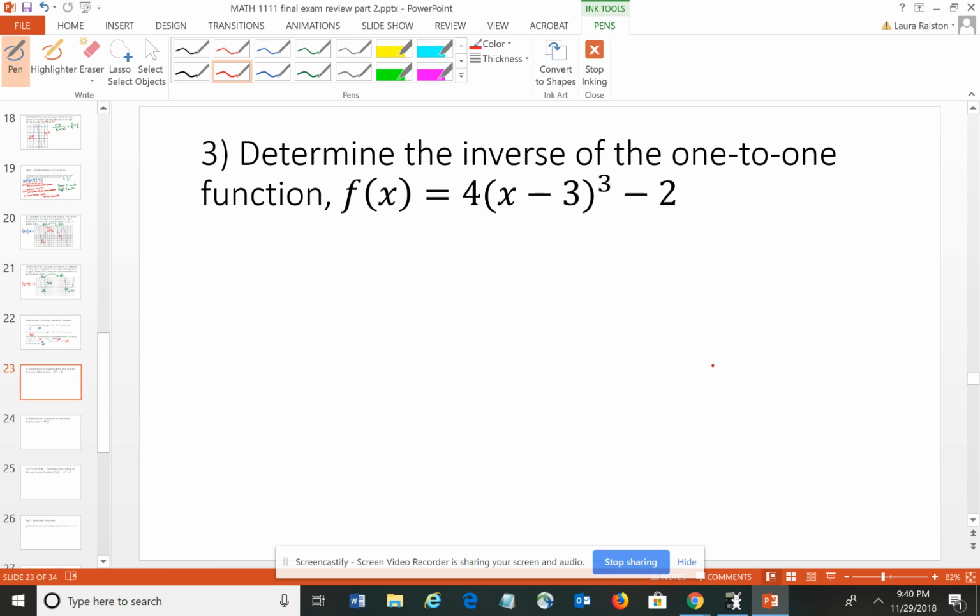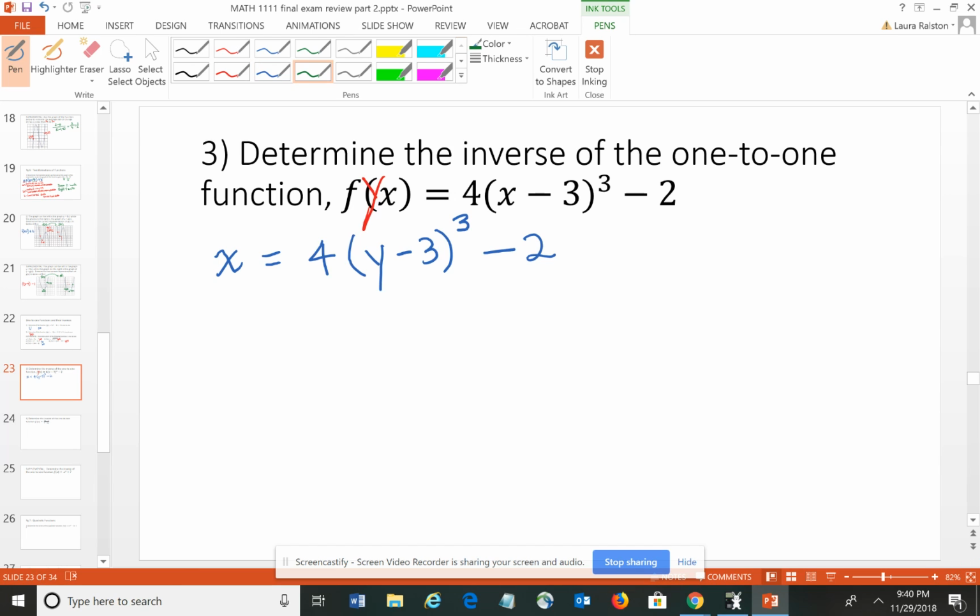And the first thing you have to remember is that f of x is the same thing as y in these problems. And the first step is to interchange the x and the y so that this problem is rewritten as x equals 4 times y minus 3 to the third minus 2. And then our goal is to solve that equation for y. So I'm going to begin the process of doing that.